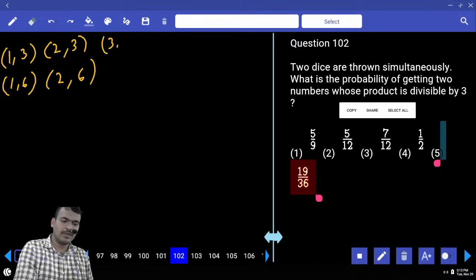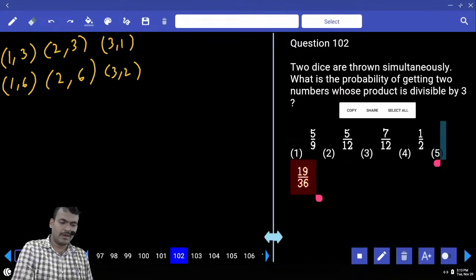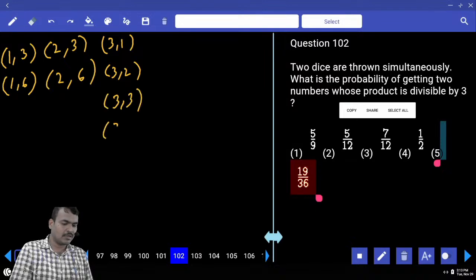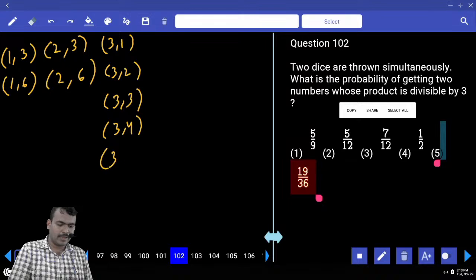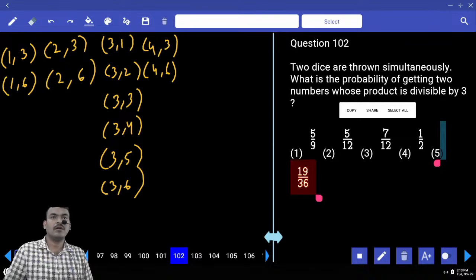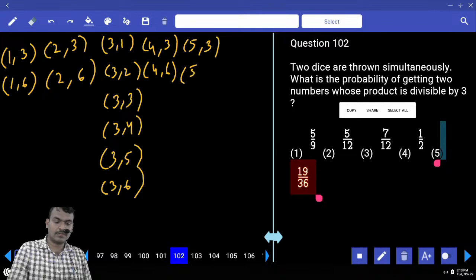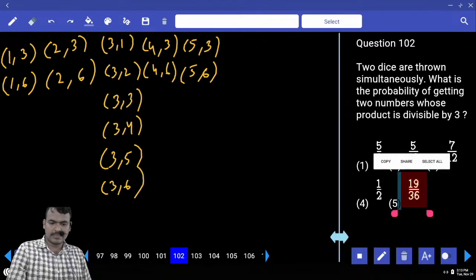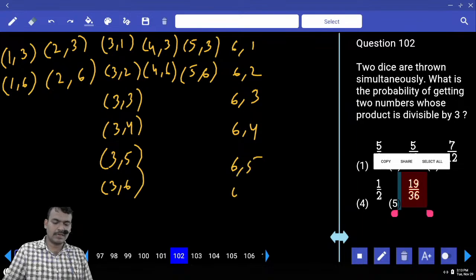Next one 3 1, 3 2 and one more 3 3. Next one 3 4. Next 3 5. Next 3 6. Yes or no? In the same way 4 3 and 4 6. Next 5 1, 5 3, 5 6. And 6 1, 6 2, 6 3, 6 4, 6 5, 6 6. All these are divisible by 3.